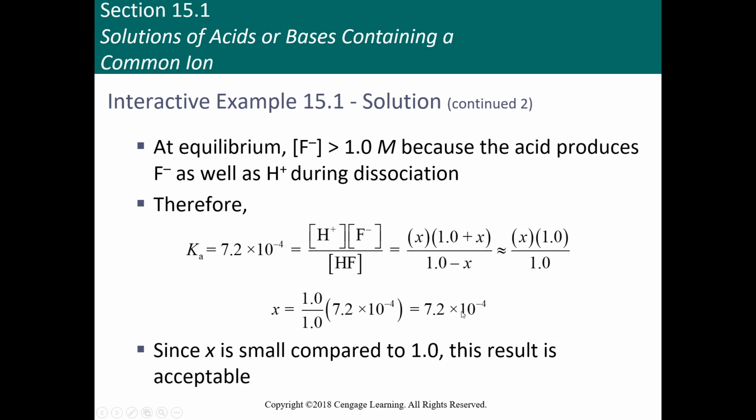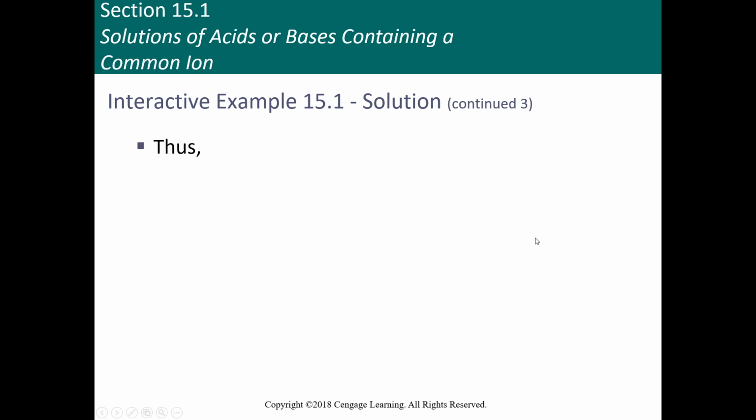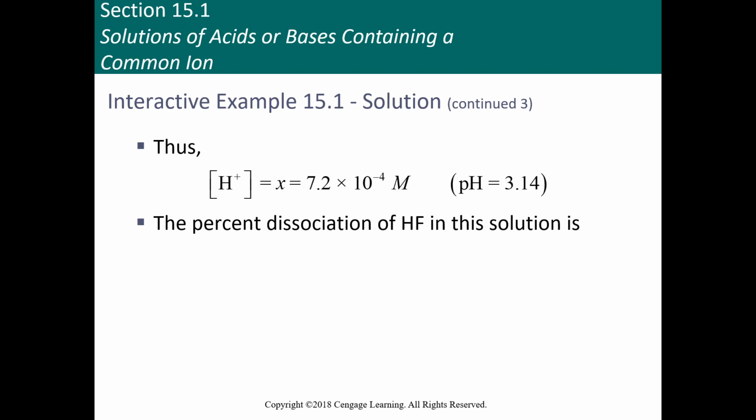All right, now this value is very, very small compared to 1. It is much less than 5%, so we're good. This is a good, acceptable approximation here. All right, so our H plus concentration will equal that X, as we set up before. And so that means the H plus concentration would be 7.2 times 10 to the negative 4 molarity. Now, if we take the negative log of this value, that's going to give us our pH. And so the pH equals 3.14 right there.